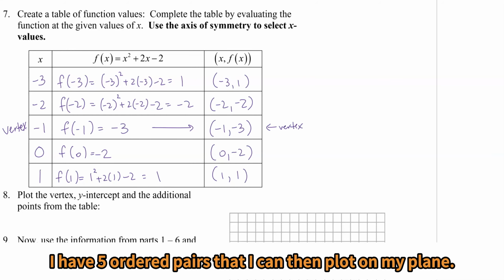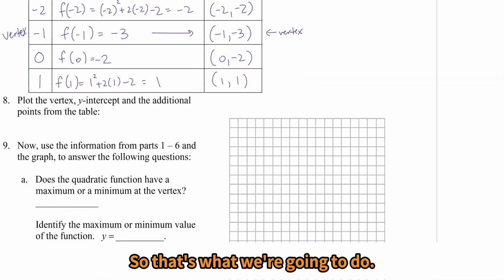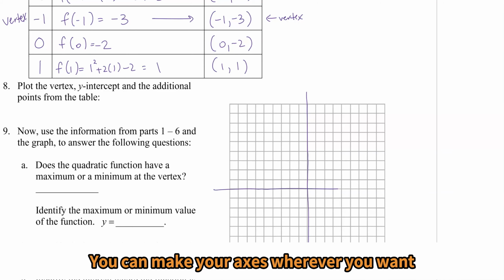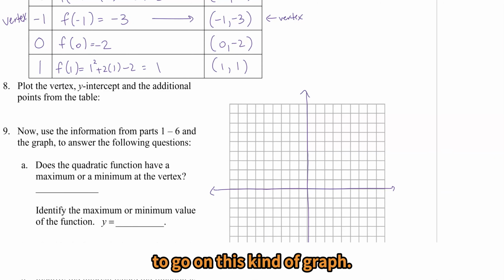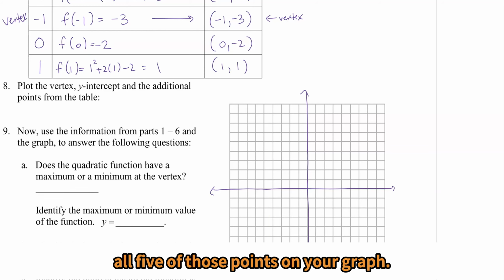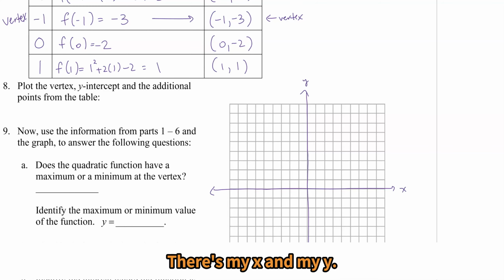I have 5 ordered pairs that I can then plot on my plane. So that's what we're going to do. First up, let's draw our axes. You can make your axes wherever you want to on this kind of graph. Just try to make it so that you can input all 5 of those points on your graph. There's my x and my y.